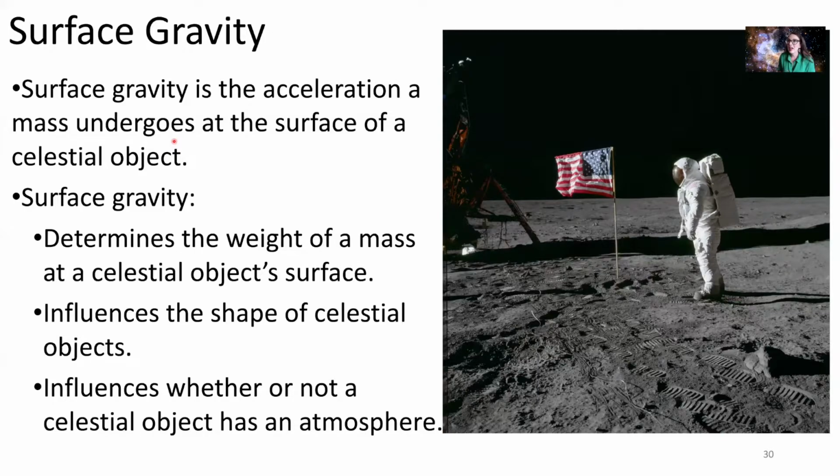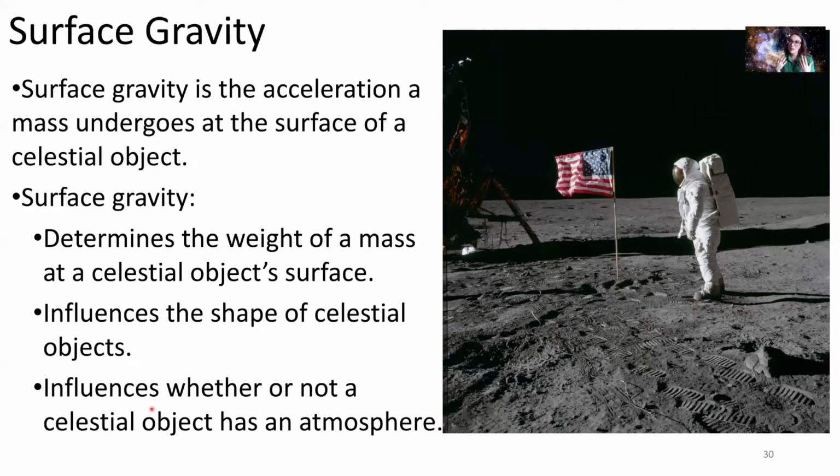That means that anytime I drop an object, that object is going to be accelerating to the surface of the Earth at a rate of 9.8 meters per second squared. The thing that gives our bodies weight when we step on the scale, that's our mass times our gravity, or the mass times the surface gravity of our planet Earth. It influences the shape of celestial objects, and it influences whether or not a celestial object has an atmosphere.